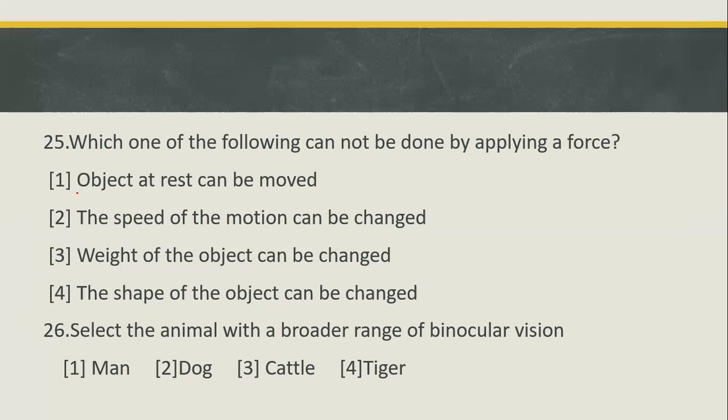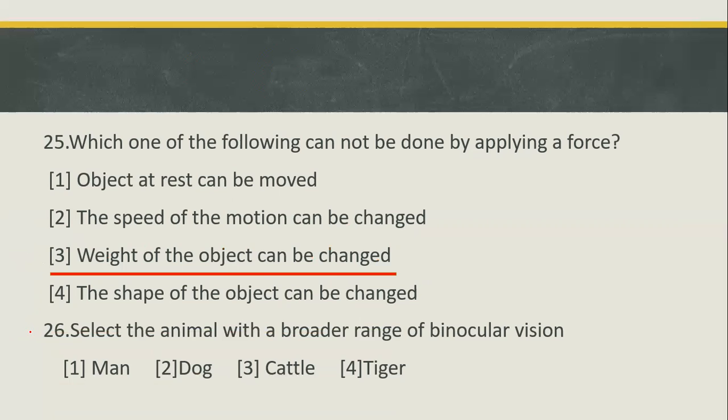You should apply a force. The speed of motion can be changed. When you are hitting a ball with a bat, you are changing the speed of the ball by applying a force. Shape of the object can be changed when you hit a rubber band. When you apply a force, the shape of the rubber band is changing. So the incorrect answer is weight of the object can be changed. We can't change the weight.